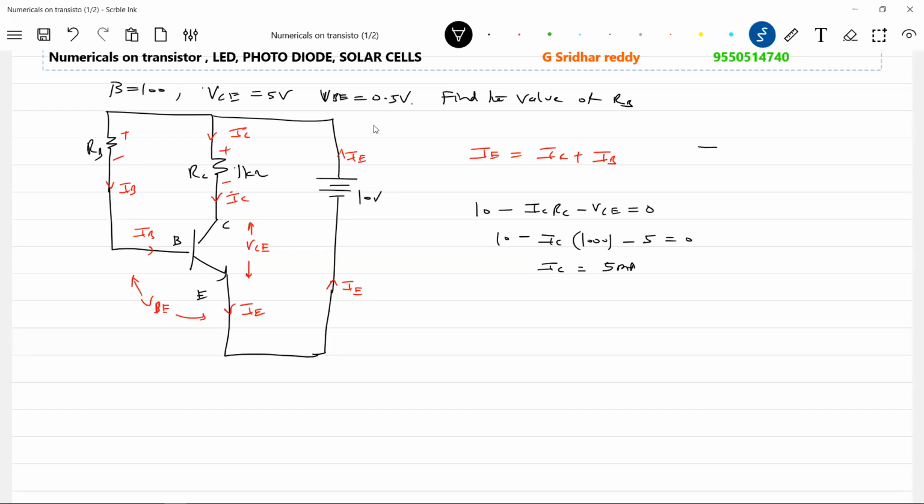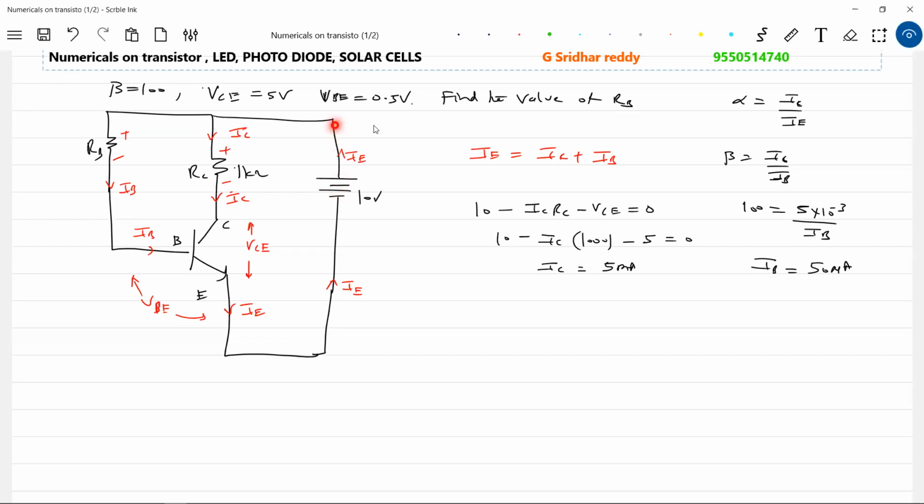Then we have beta. What is the formula? Beta equal to IC by IB, the current gain, and alpha is IC by IE. Can you remember this? These are the set of formulas. In common base configuration, alpha will be IC by IE. Now beta is 100, and IC is 5 into 10 to the power of minus 3, so IB will become 50 microampere. Keep it. Okay, let's write one more loop equation from here.